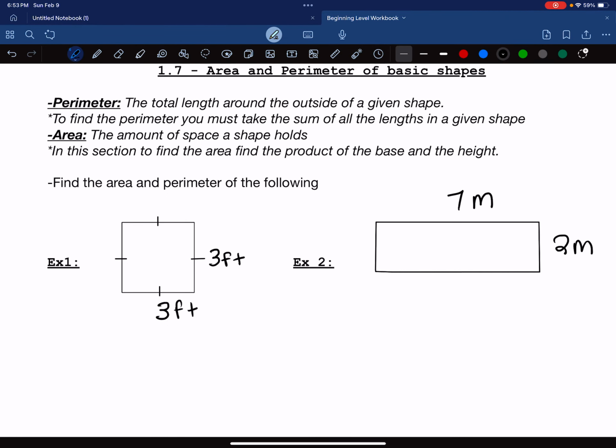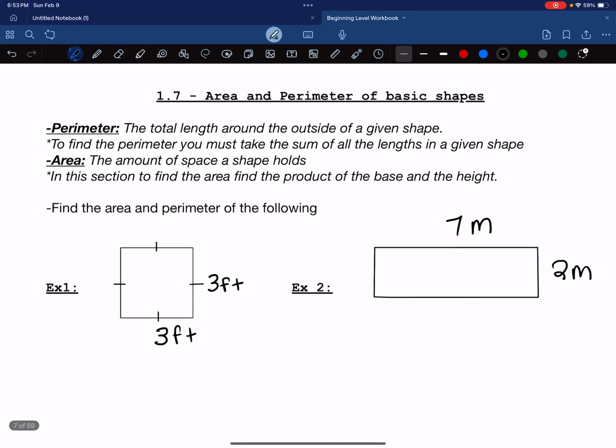Welcome to the last section of Module 1. Congrats for making it this far. In this subsection, we are going to be going over 1.7, which is all about finding area and perimeter of basic shapes.